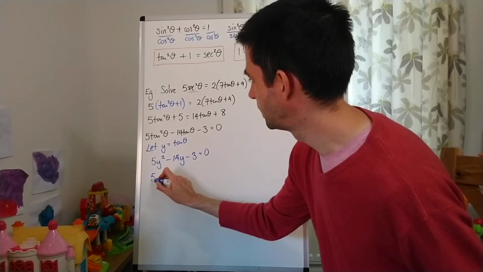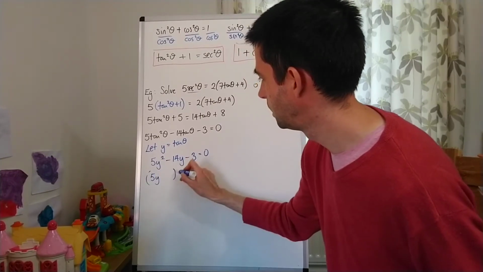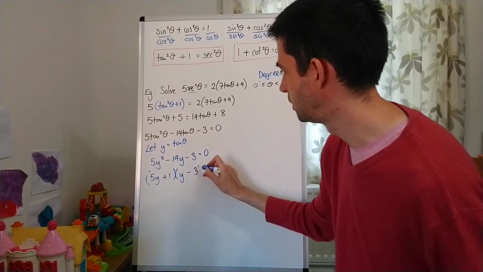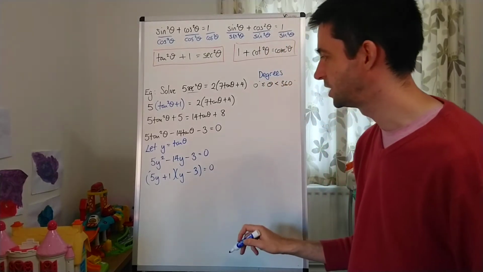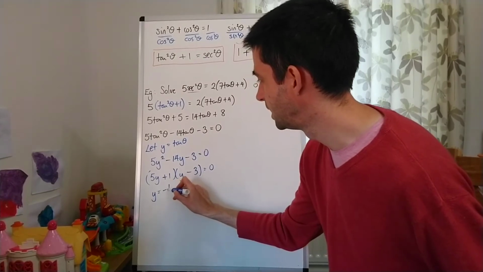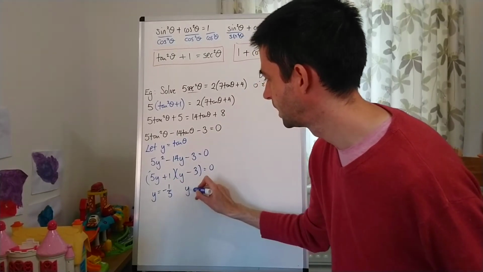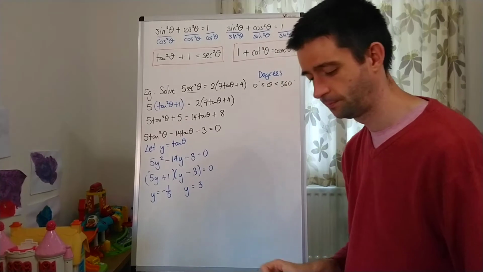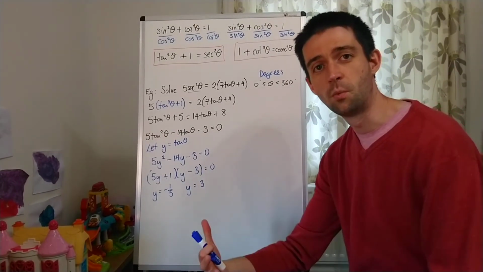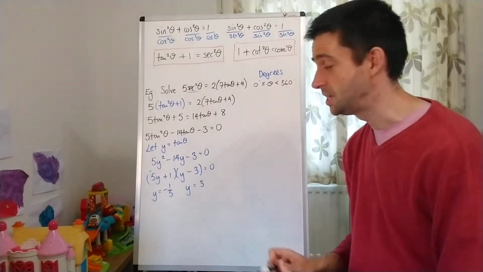Right, factorising that then, we would have (5y + 1)(y - 3) equaling 0, leading us to two solutions for y, which is that y is negative 1/5 and y is positive 3. But we just need to pause for a moment now and think, hang on a minute, I'm not interested in y, I'm interested in tan theta.